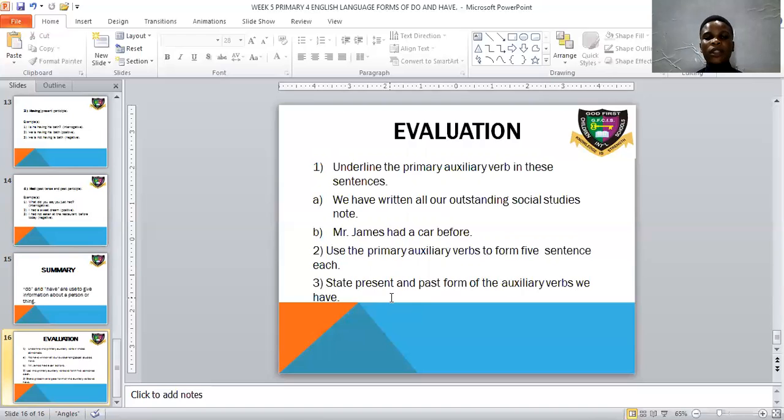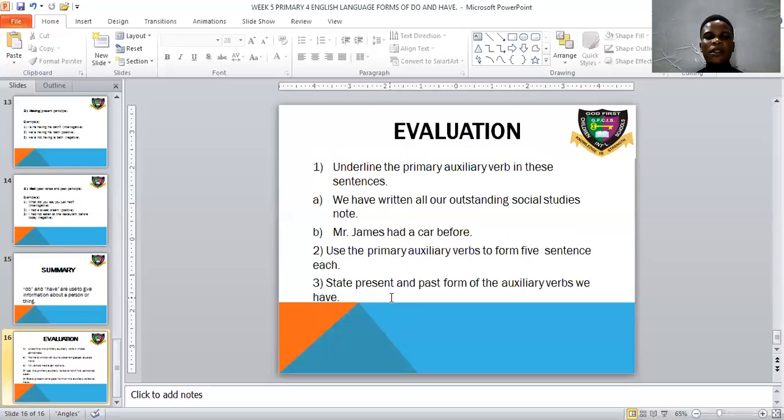Good. Don't forget that we have done do and we've done have. So you give 5 examples of what? You give sentence on do, 5 sentences on do, and 5 sentences on what? On have. The last but not the least, state present and past form of the auxiliary verbs. State present and past form of the auxiliary verbs we have.